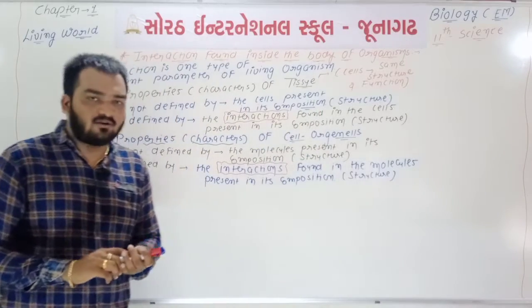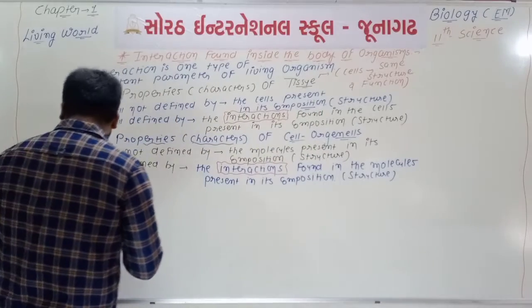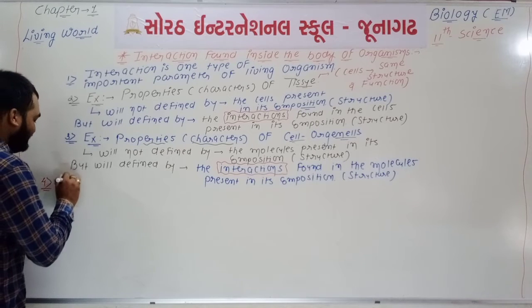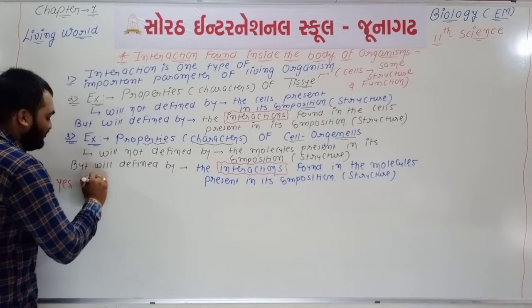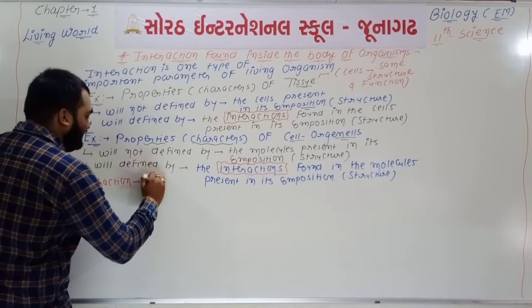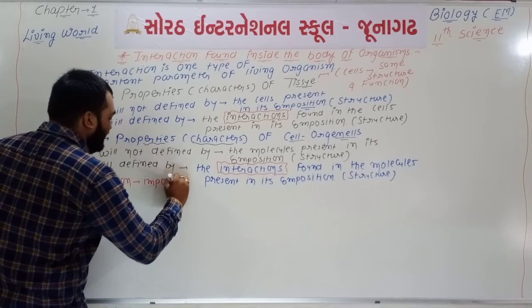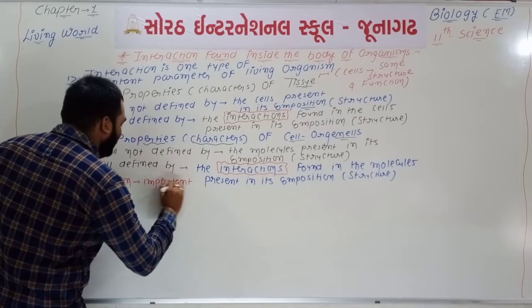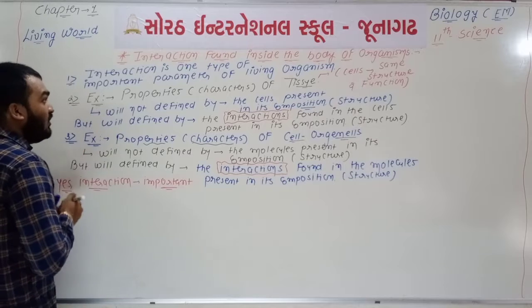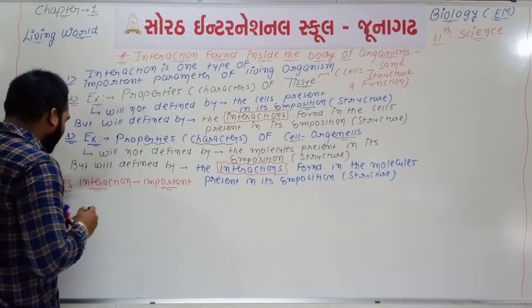So what will be the conclusion? In point number 4 we are going to write the conclusion. So we can say that interaction is a 100% important parameter for all living organisms.